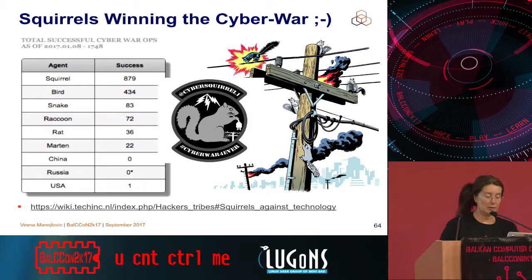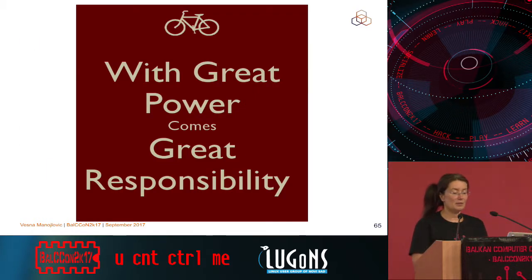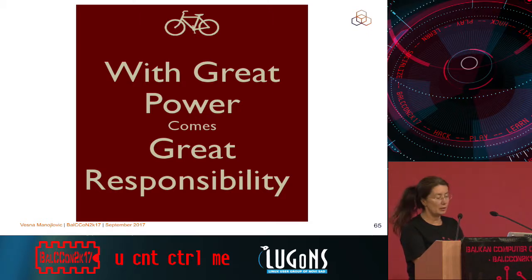And there is this Twitter account which lists all the power cuts and the internet cuts caused by rodents, specifically squirrels. And so they are the biggest threat to the quality and availability of the internet, bigger than the terrorists. So again, since we are building the internet and we have great power, with that great power comes great responsibility.